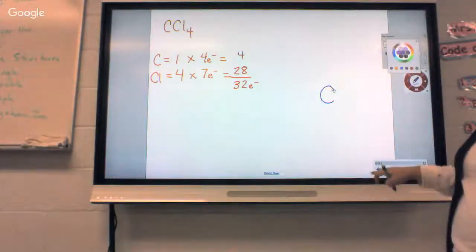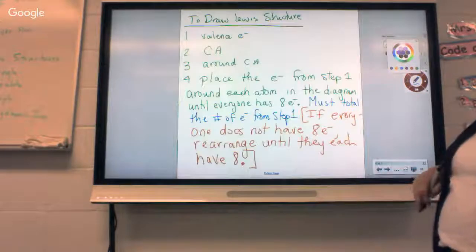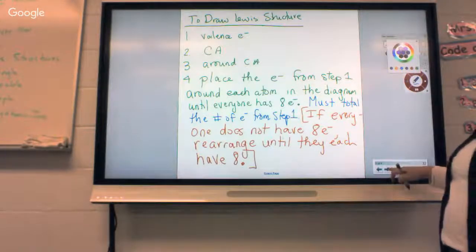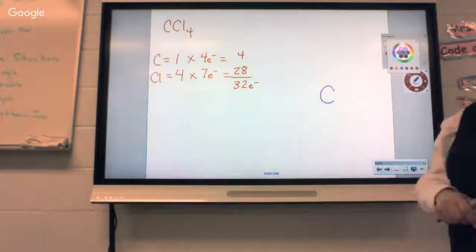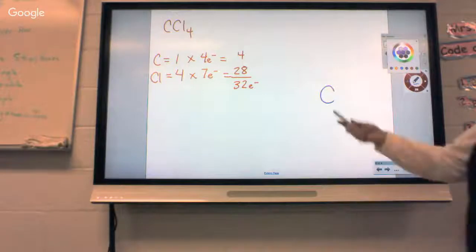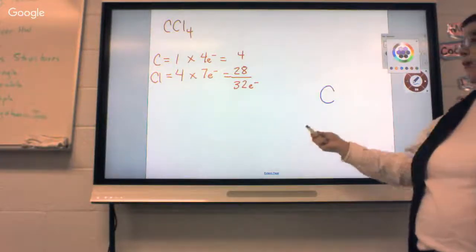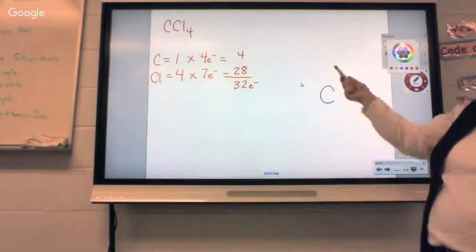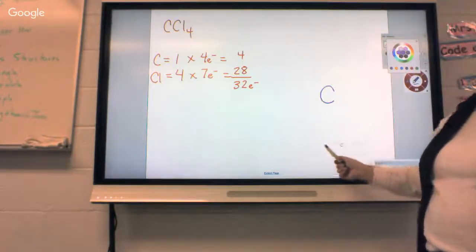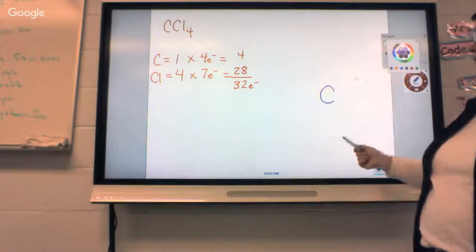Now, step 3. Place all the other atoms around the central atom. In this case, I have how many other atoms? I have 4 chlorines. So I'm going to place the 4 chlorines around it. If I only had 2, I'd place 2 somewhere around it. If I had 5, I'd place 5 around it. If I had 3, I'd place 3 around it.